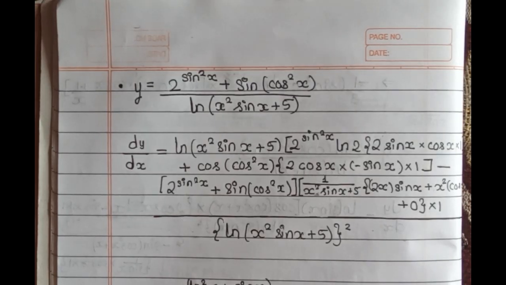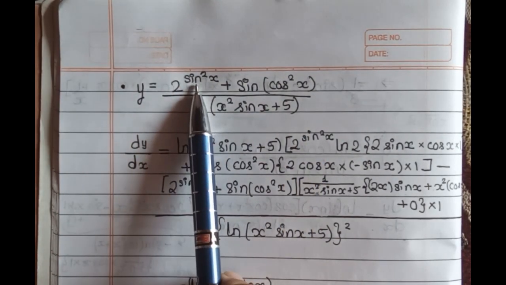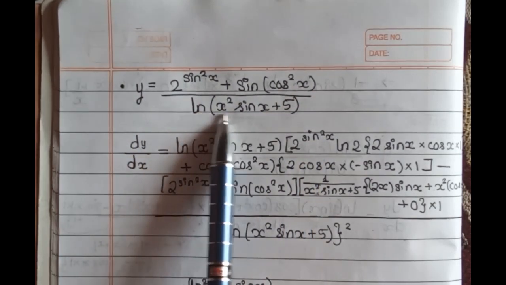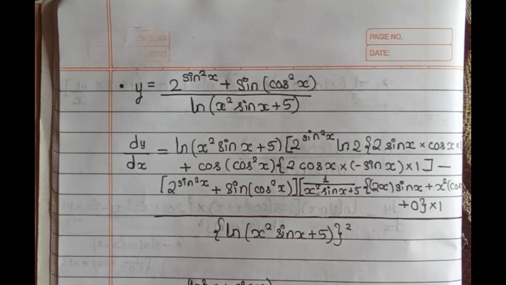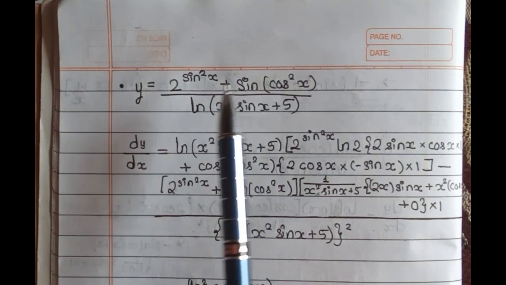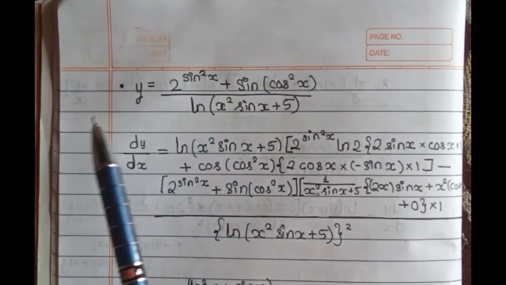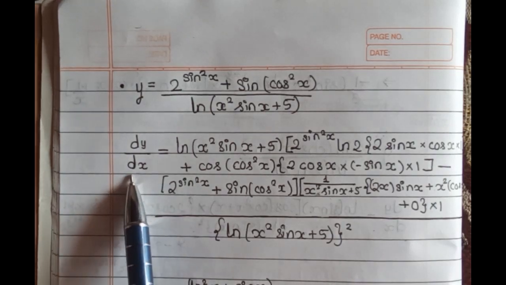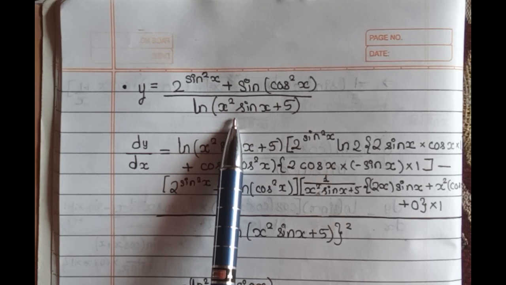Let's try a sum which looks a little bit bigger. That is y is equal to 2 power sine square x plus sine x cos square x whole divided by ln of x square sine x plus 5. This is a problem which includes almost all the rules. We have quotient rule, we have chain rule and addition rule. So let's try it. dy by dx, first we can see we apply the quotient rule.